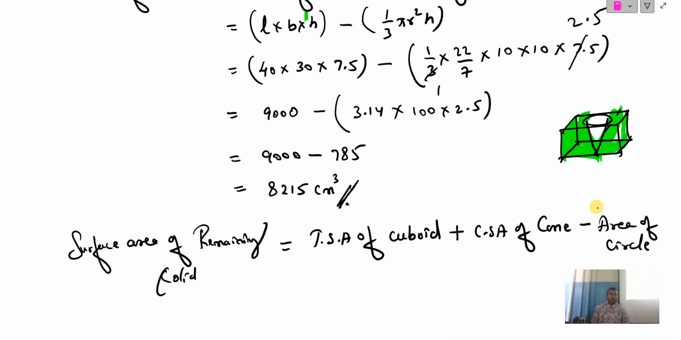In this cone, we have understood. We can see this surface. Yes, we can see this surface, but what is this? It's an empty space. That is a circle.